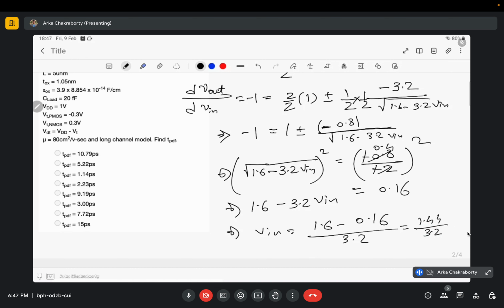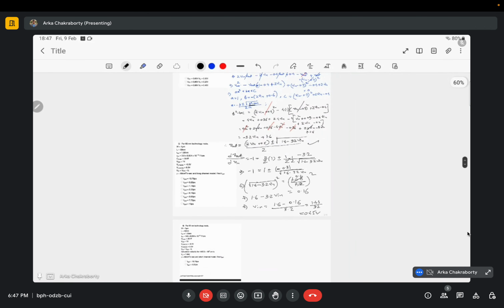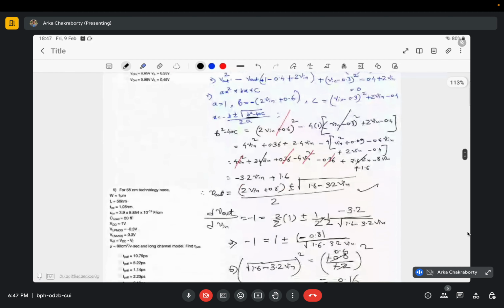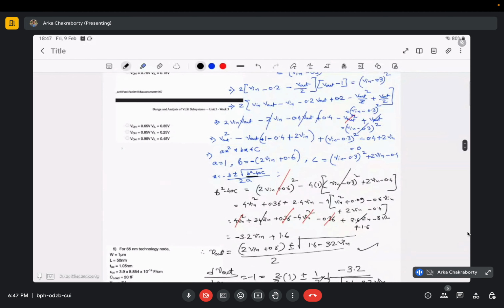Anyone has got a calculator? Let me check. 1.44 divided by 3.2, it is coming as 0.45 volt. This is my V input. So V input is coming as 0.45 volt. So this is my V input low. So this is the answer.